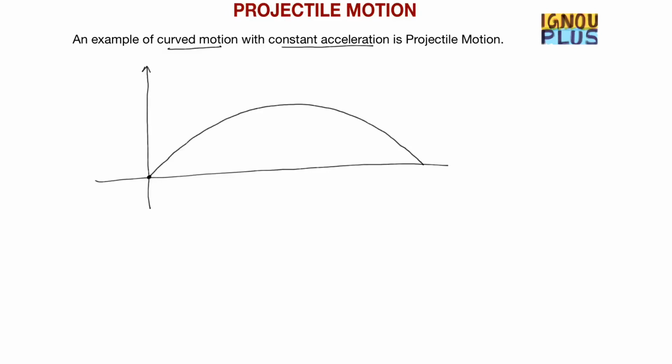First of all, we see that this motion has only two things. One is the height, so the y-axis is all about height. And the x-axis is all about the distance. So the particle or body in motion is called a projectile.